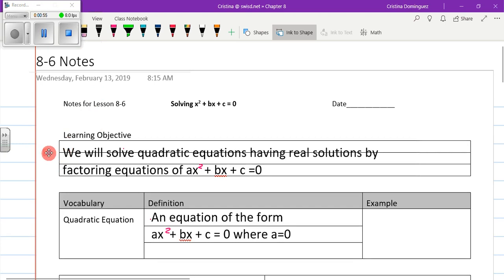So let's go ahead and look at our learning objective. We will solve quadratic equations having real solutions by factoring equations of ax squared plus bx plus c equals 0.